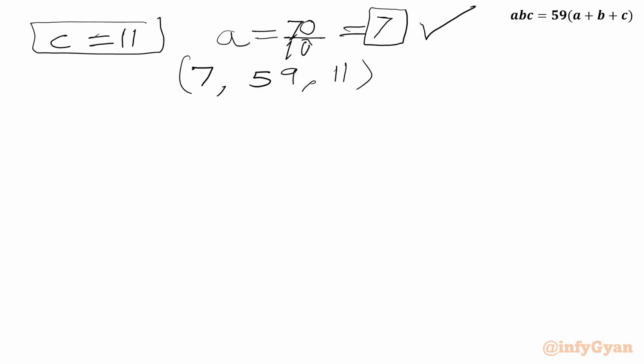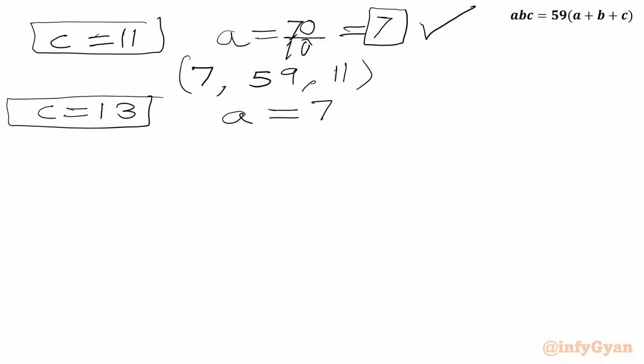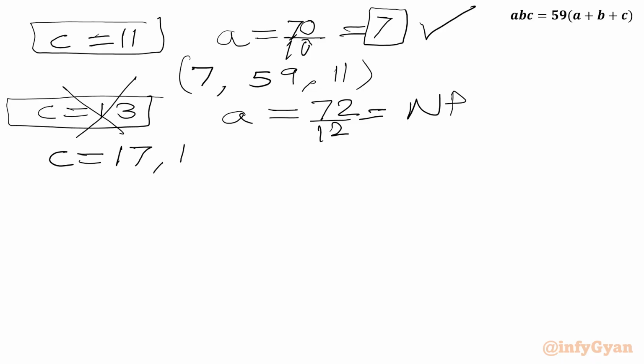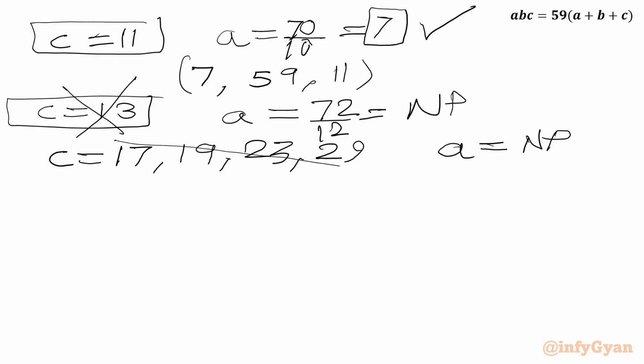Next C would be C equal to 13. I will write here (59 plus 13) over 12, which is 72 over 12. This is not a prime number. We are going to reject 13. Then next we are going to write C equal to 17, 19, 23, 29. Here we are not going to get A prime. A equal to not prime. So we will reject all the cases for these values.